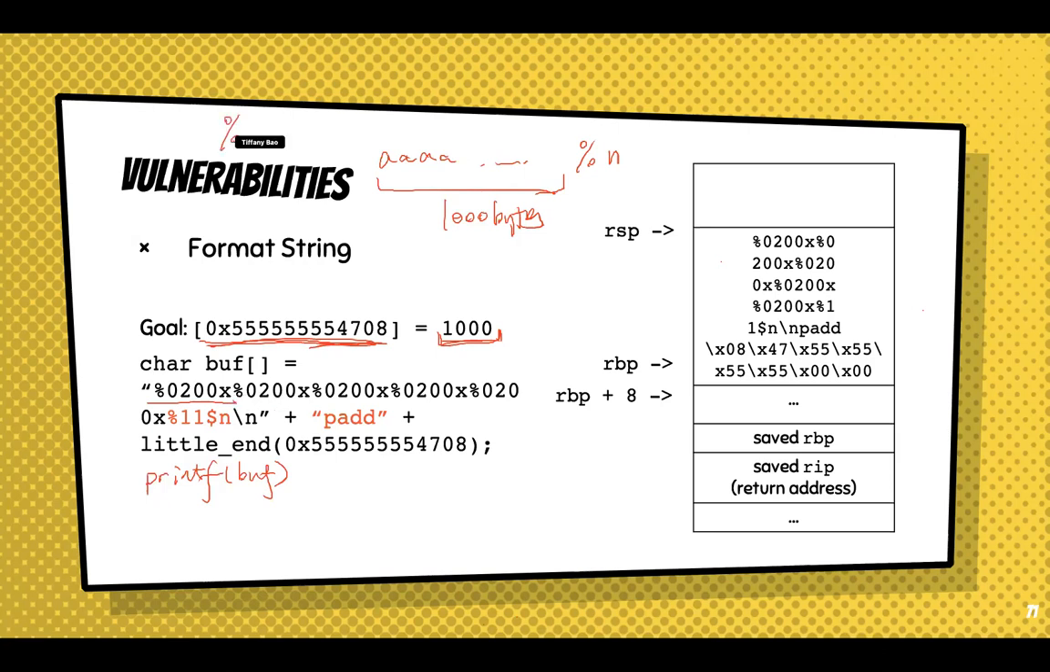So when I do %0200x, it means that I want to output a number in the format of hex. And it doesn't have to be hex. You can make it D. You can make it whatever base. But then you want to specify this 200, meaning that you want to extend the output of the specific argument to make it 200 bytes.